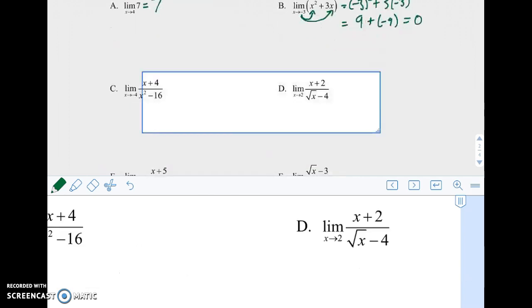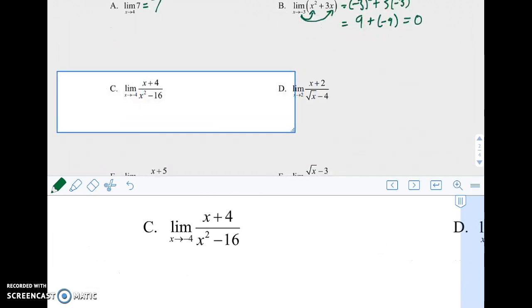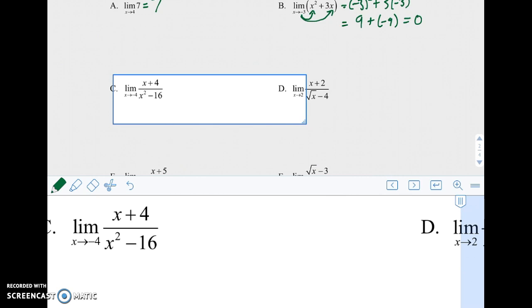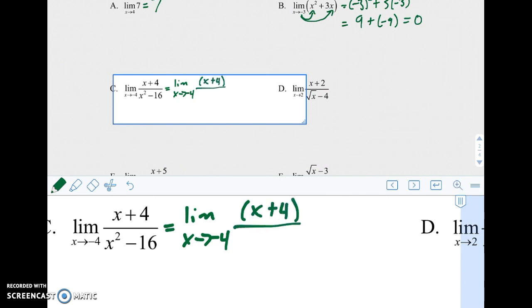Right? Sometimes you'll get a question that looks like letter C, where if you plugged in a negative 4 here, you will get a divide by 0 error. So what you should do then, in a case like this, is you should factor both the top and the bottom if possible. So the top can't be factored. We're going to leave it as it is then. But the bottom can be factored. And since our goal is to cancel some things out, one of those factors will have to cancel with one of the factors in the top.